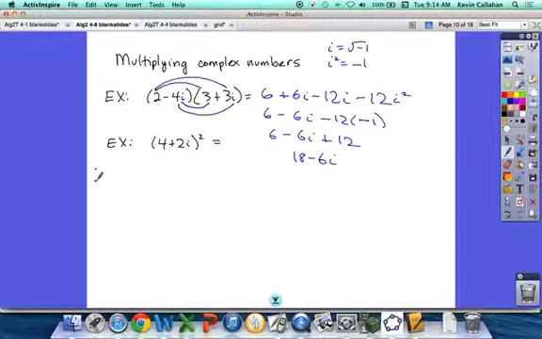Did anybody put it in the calculator to see what you got? 18 minus 6i, right? So when you multiply these things by hand, the thing that always throws us off is this i squared. You've got to replace it with a negative 1. That flips the sign. That gives you another real number to add to the first. Try this one here. Try the 4 plus 2i in parentheses squared.